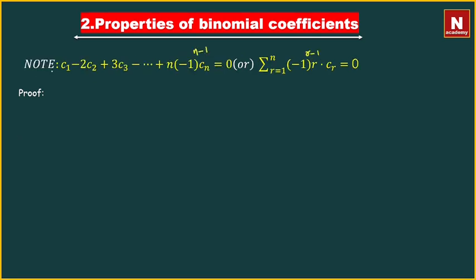Now let us start the note. This is actually property number 5 continuation only. The difference is that in property number 5 we have all positive terms, but here alternate signs, plus and minus, are there. So C1 minus 2C2 plus 3C3 minus so on n into minus 1 power n minus 1 into Cn equals 0, or sigma r equals 1 to n of minus 1 power r minus 1 into r Cr is always 0. Same process you have to follow.